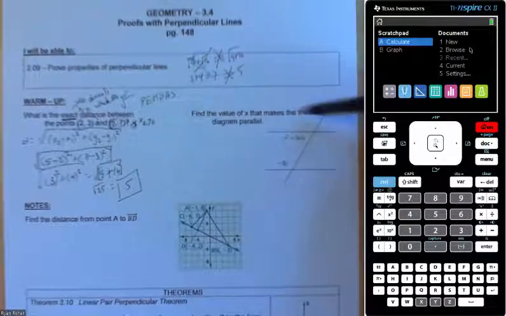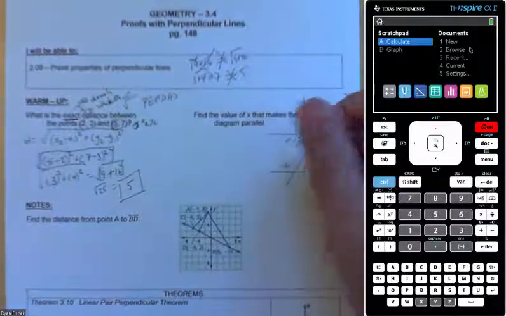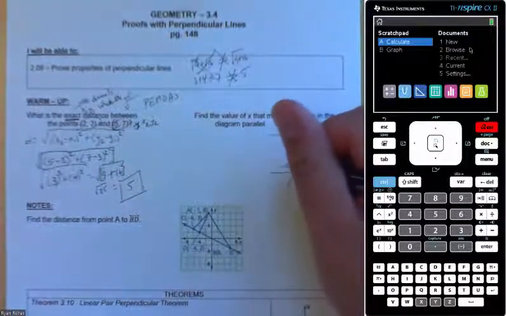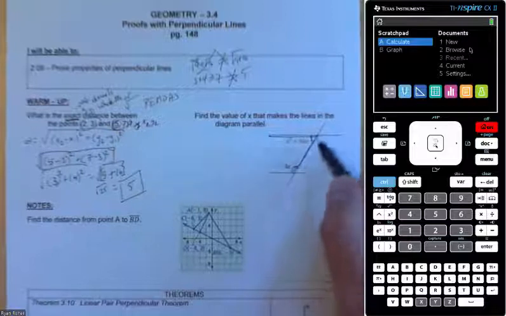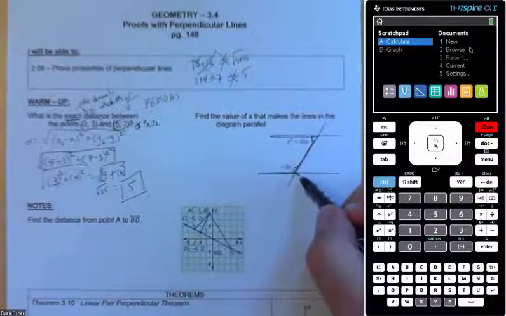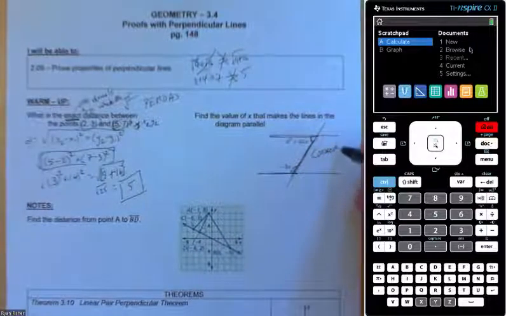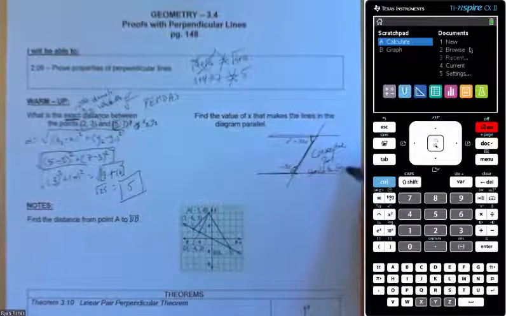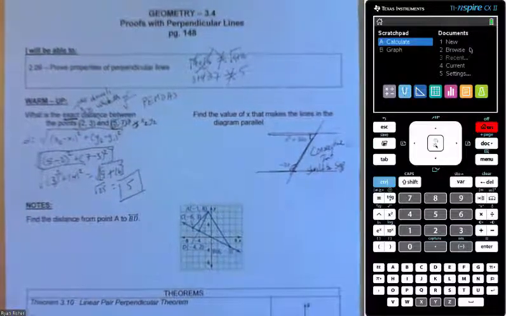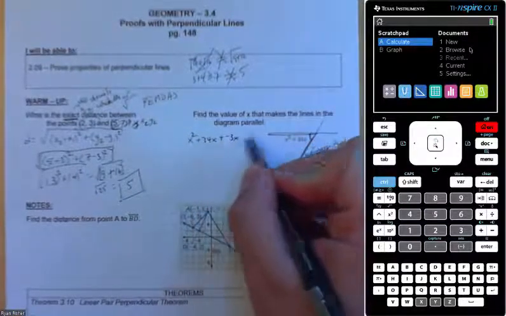All right, also, let's find the value of x that makes these lines parallel. Let's see, it looks like I have an angle, x squared plus 34x here, and I have negative 3x down here. These two angles are making a C pattern. These are consecutive interior angles, which should be supplementary, meaning they should add up to 180. So if these lines are going to be parallel, then x squared plus 34x plus negative 3x is equal to 180.